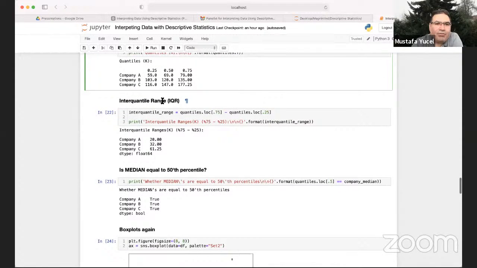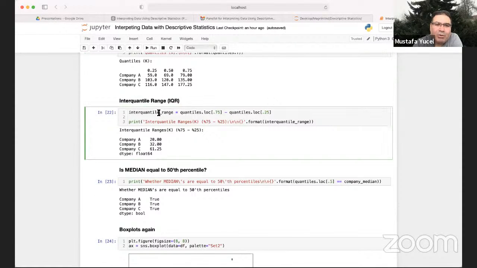Interquartile range, when you produce this information or this data frame, this is the first quantile, this is the third quantile. When you subtract this column from this column, you will get automatically, you see, we select this one, and then we select the second one, minus, and then we get the interquartile range for our data. Here in company ABC, these are the interquartile ranges, 20K, 32K, and 61K between first quantile and third quantile.